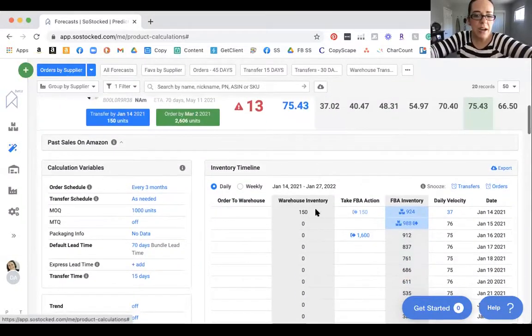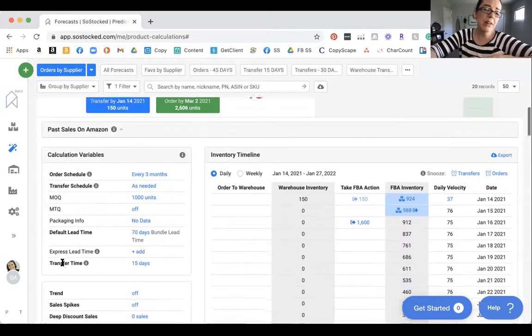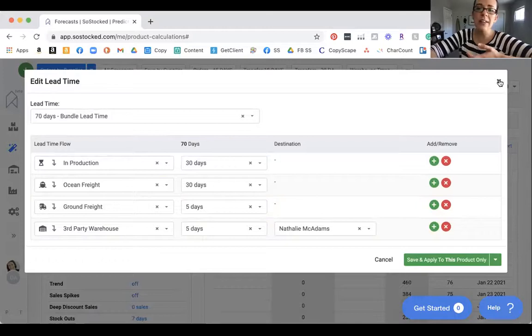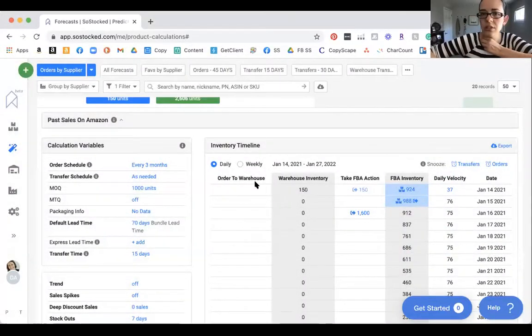You can see in this timeline, we have a forecast for transfers right here, and we have a forecast for orders here. And we can see there's two different dates. So you should always be set up with simultaneous forecasting. And if you have the need for express shipping, for air freighting something, that would be a third forecast that you would have calculated into your inventory management.